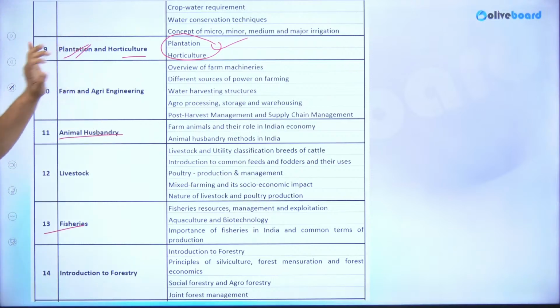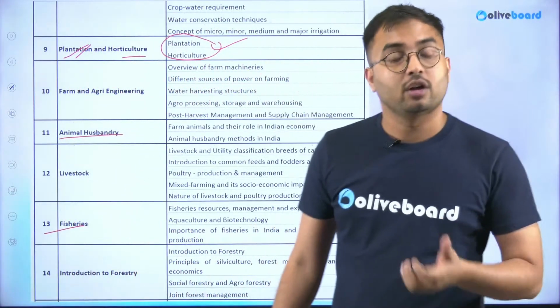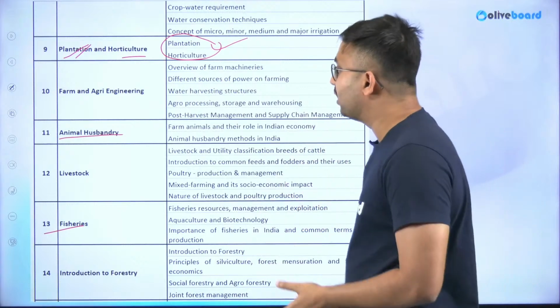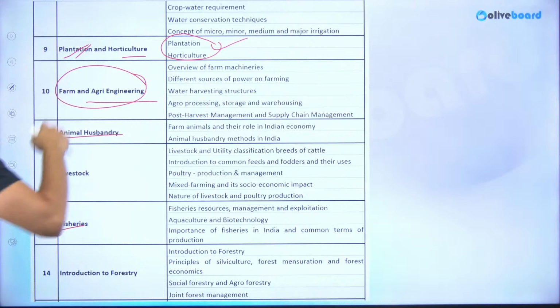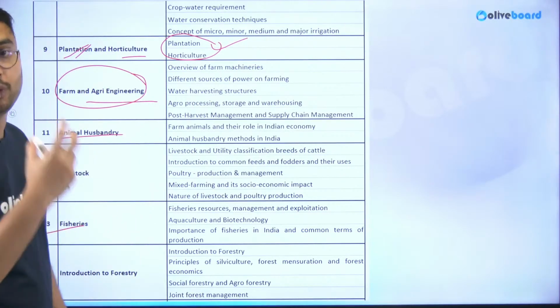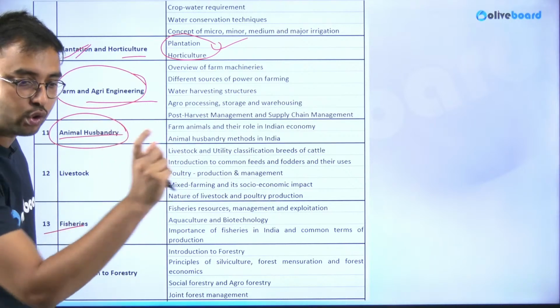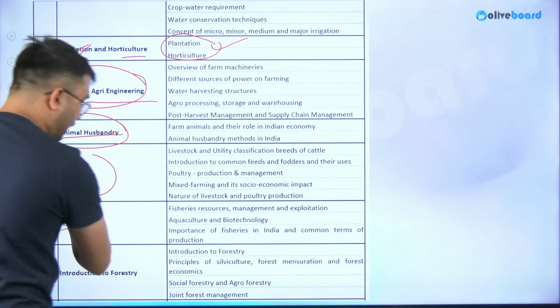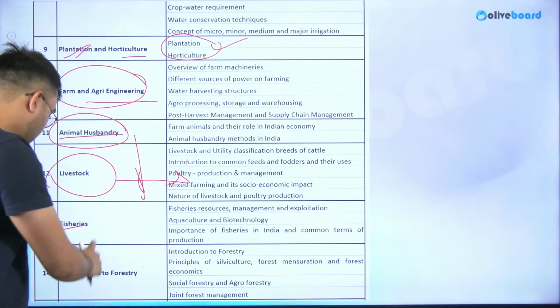So horticulture, in which we will be looking at what is pomology, what is olericulture, fruits cultivation, flower cultivation, floriculture. Then how engineering and how different machineries and mechanizations help agriculture to improve its productivity. Animal husbandry, what is the role of livestock in agriculture? Then overall animal husbandry and livestock together and how it is improving the agricultural production.